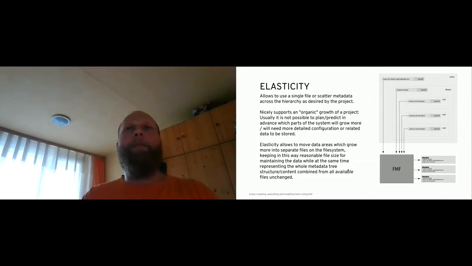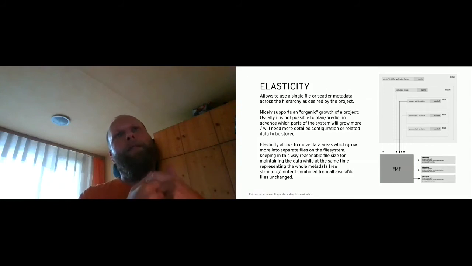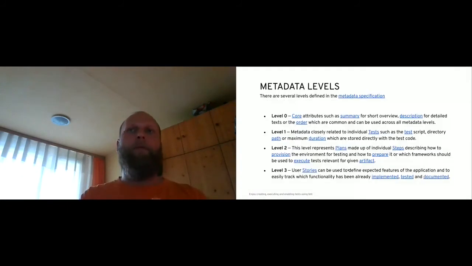And now to finish the theory part, the metadata levels. The metadata specification defines a couple of levels because we found it's important to give each use case a separate level to prevent duplication and allow tests sharing and such stuff. So I will mention level zero are the core attributes which are common, like summary, description, order, this is like common ground. Level one, we call those metadata which are related to individual tests. So for example, test script, its path, its duration, its summary, tags, and that stuff.